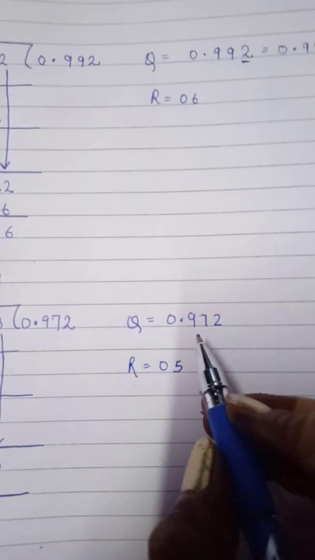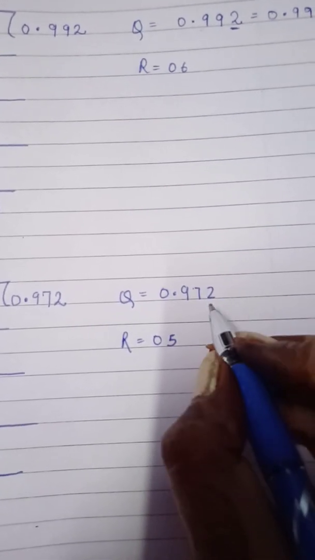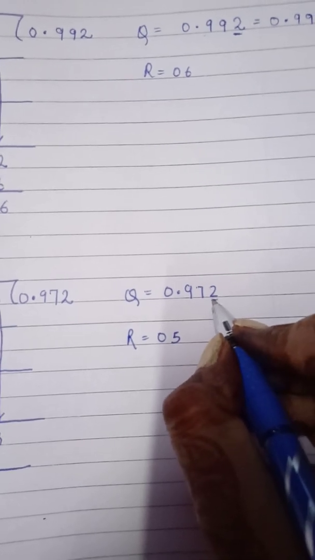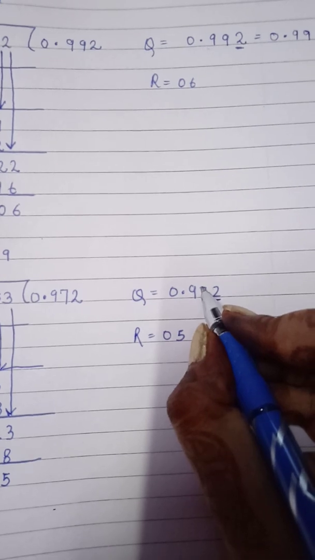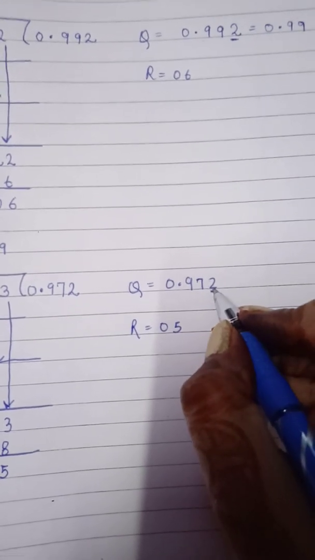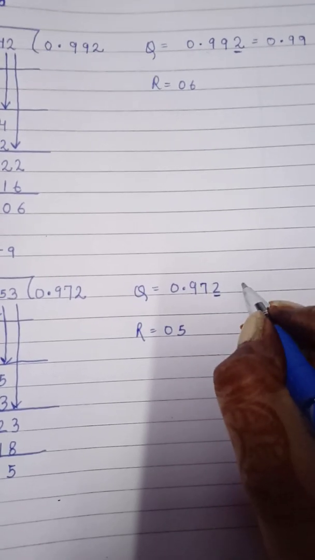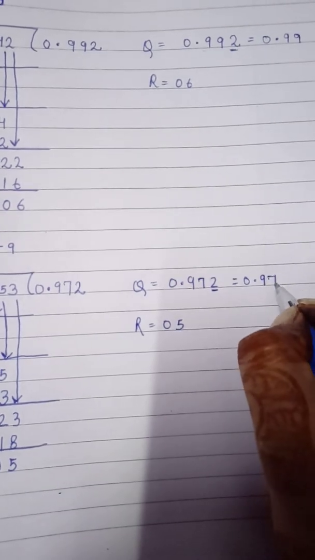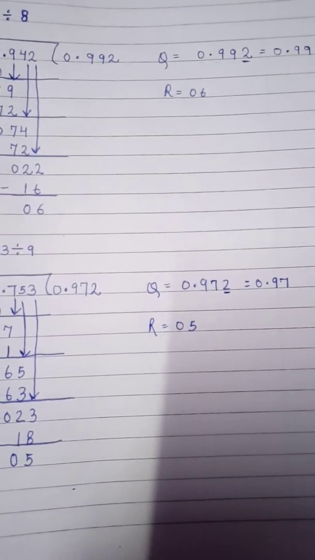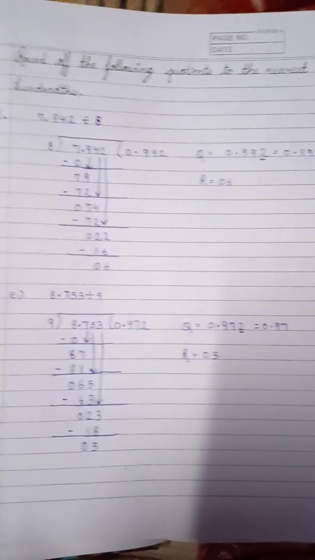Now we have to round it off to the nearest hundredths place. We will see the digit written in the thousandth place. Again it is 2, and the rule says 4 or less, let it rest. The digit will not get changed and it will remain the same, and the number will become 0.97 only. So that's how we have to round off the numbers.